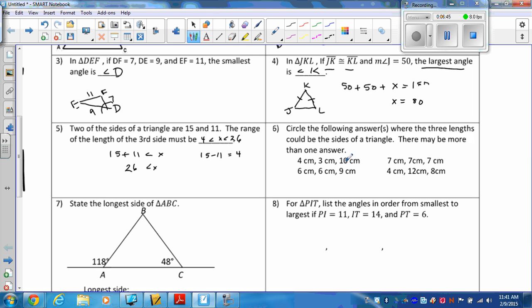3 plus 10 is greater than 4, and 10 plus 4 is greater than 3. So this one is a definite possibility. Okay, 6 plus 6 is greater than 9. 6 plus 9 is greater than 6. And 9 plus 6 is greater than 6. So this one too is a possibility.